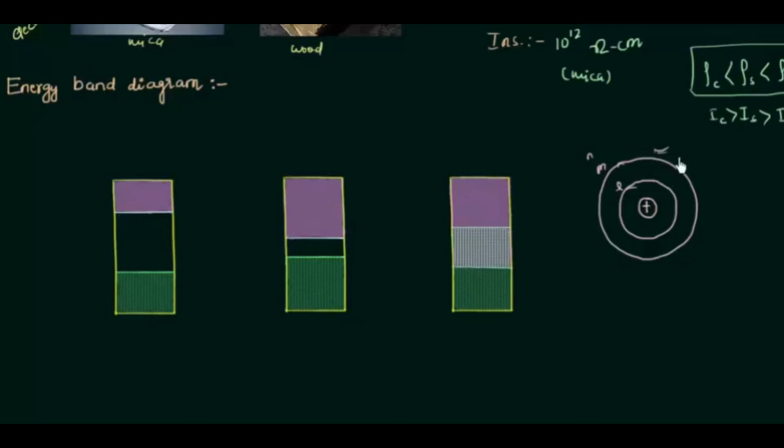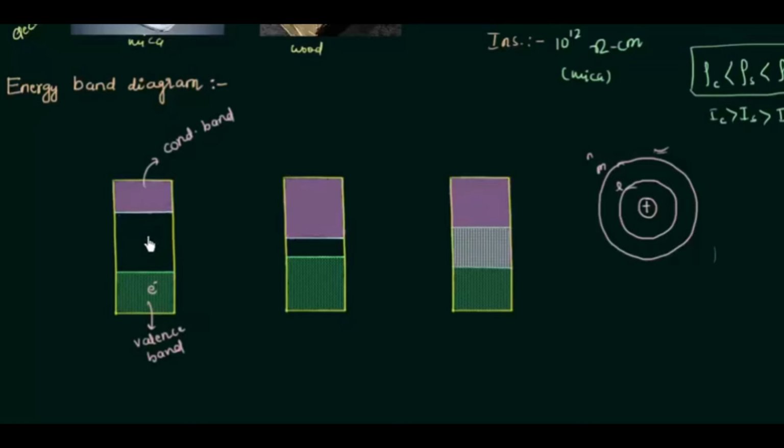This outermost orbit will now split into the valence band and the conduction band. This one is the valence band, and this one is the conduction band. So we have a split outermost orbit, and the electron present in the conduction band will participate in the conduction. So if an electron is present in the valence band, we have to move this electron to the conduction band.